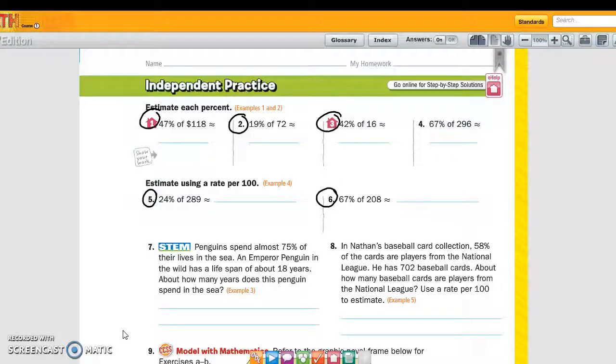On Monday, we're going to go over them. And then for our second day, we're going to have a worksheet.